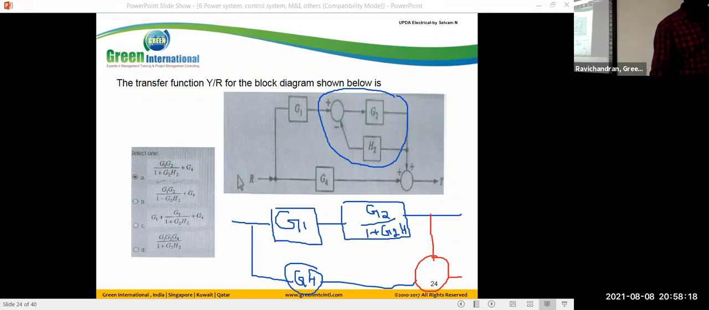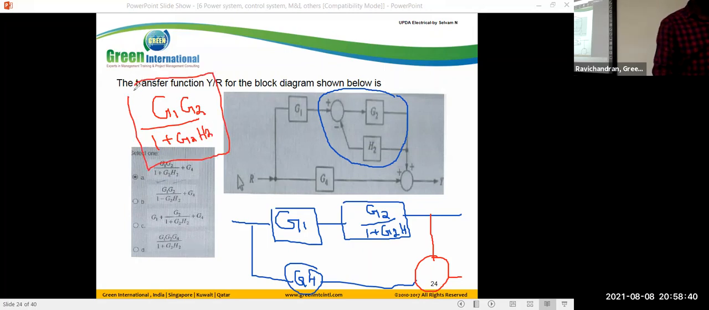First step. Second step, this is just like our gain. So now we have two gains connected in series. What is the total gain? G1 G2 divided by 1 plus G2 H2. This is the overall gain.